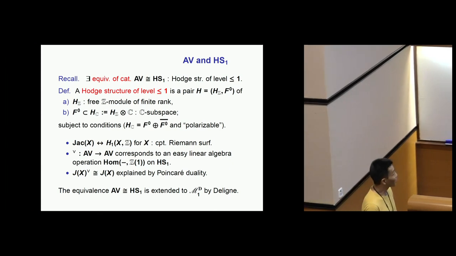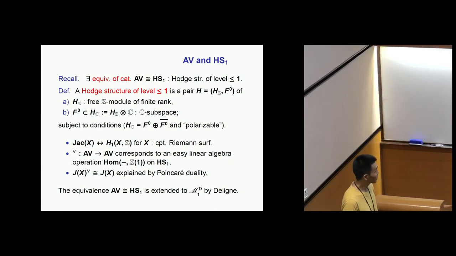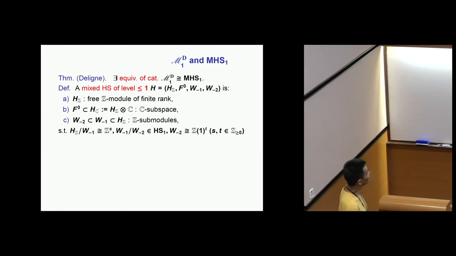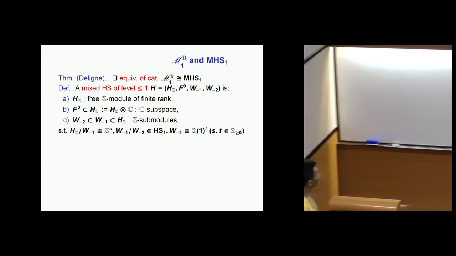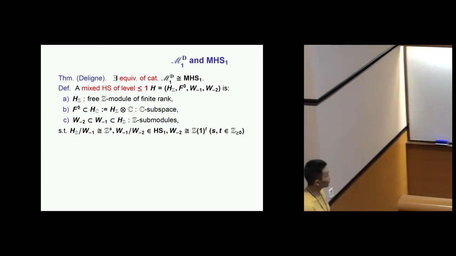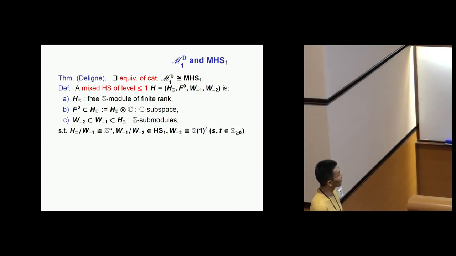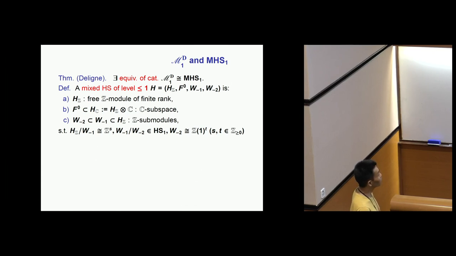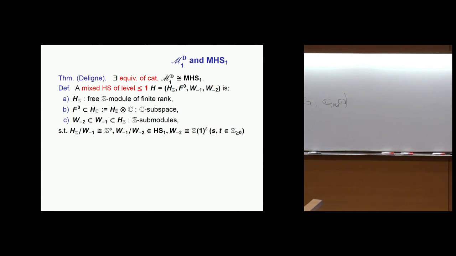And this is the case of abelian varieties. Next, I explain the similar story for Deligne 1-motifs. The story goes very similarly as before. This is explained in Deligne's Hodge III, in the last chapter, where he constructed the category of Deligne 1-motifs. Anyway, there is an equivalence of the category of Deligne 1-motifs with the category of mixed Hodge structures of level one, which is defined as follows. An object of this category is a triple, with the first two entries the same as before. The first one is just a free abelian group of finite rank, and F^0 is a C-linear subspace.